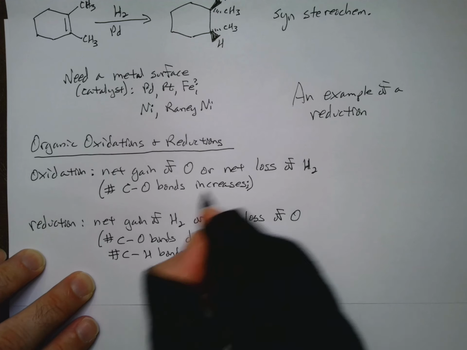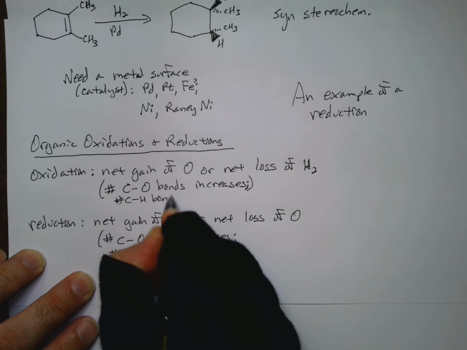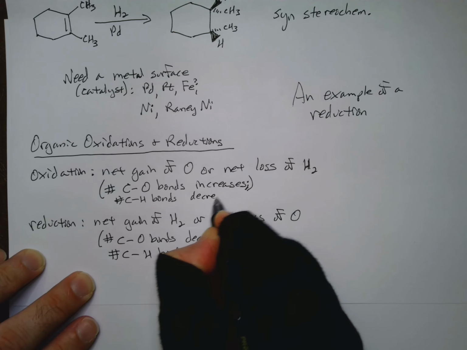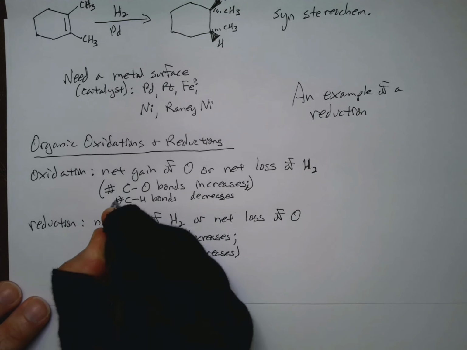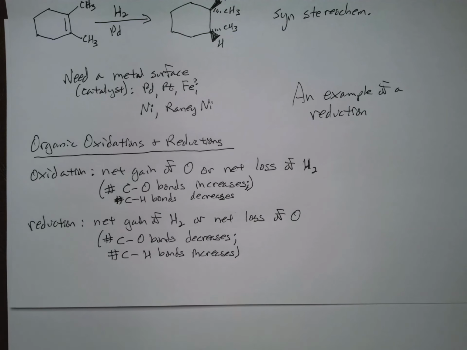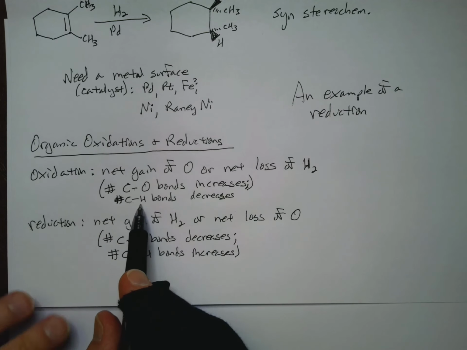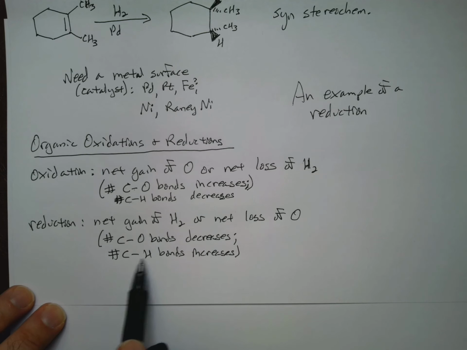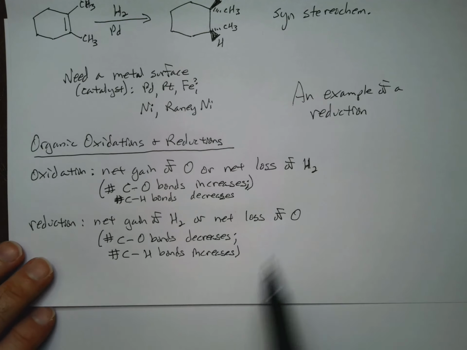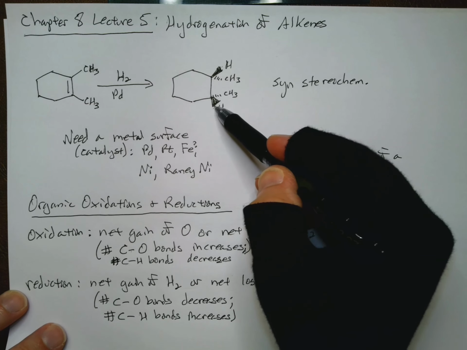I should add here that the number of C-H bonds decreases. So you can look at the atoms added, or you can look at the number of bonds. Bonds change in a chemical reaction. If we're gaining carbon-oxygen bonds or losing carbon-hydrogen bonds, that's an oxidation. If we lose C-O bonds or gain C-H bonds, then that's a reduction. This guy's a reduction because we are adding H2.